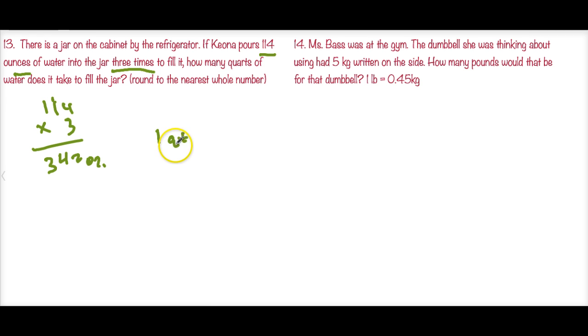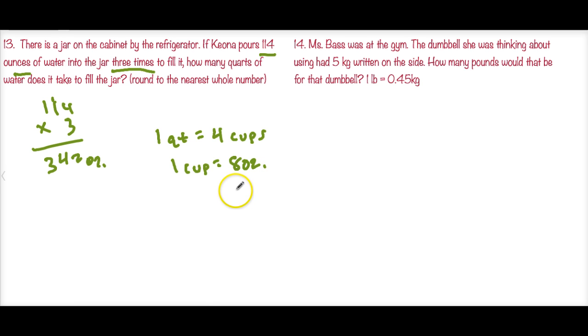Oh, I messed up on my problem. Sorry. Okay, so it's 342 ounces. So I need to convert this into quarts. So I know a couple of different things. I know that 1 quart is equal to 4 cups. I know that 1 cup is equal to 8 ounces. So I can solve this.